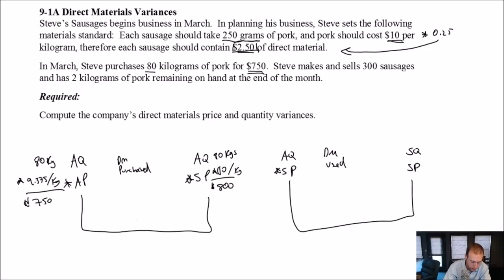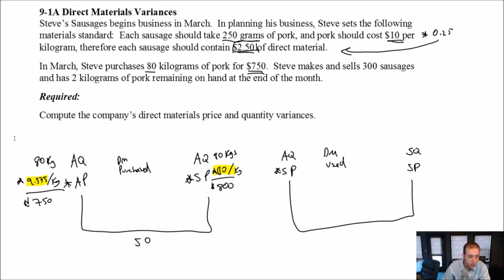Well, there's a difference here, and the difference between the $750 and the $800 is $50. Now we've got to say, what does the difference mean? The thing I like to do is look at what's different between the two. So AQ is 80, AQ is 80, right? When I'm comparing the two items, the AQ is the same, so I'll highlight what's different. My standard price is $10 a kilogram. When I buy pork, it's supposed to cost me $10 a kilogram. It actually cost me $9.375 a kilogram. So I paid less for this pork than I had anticipated paying.